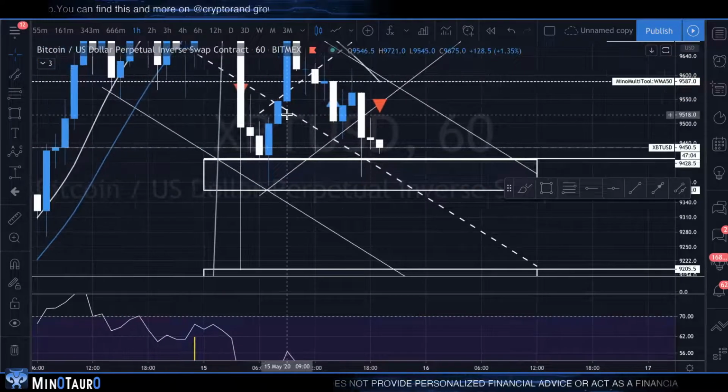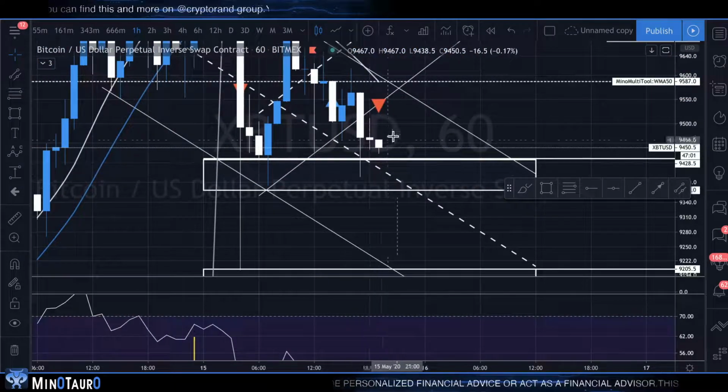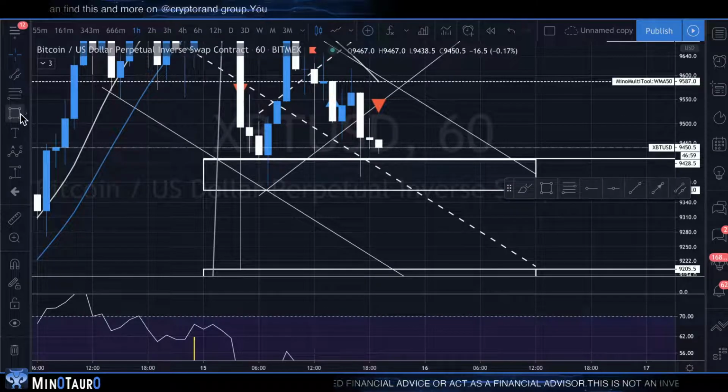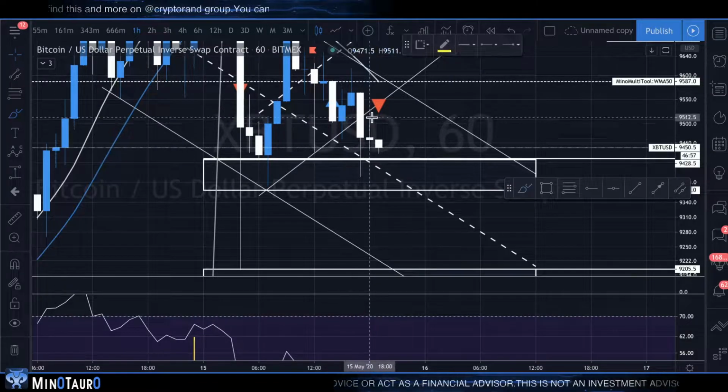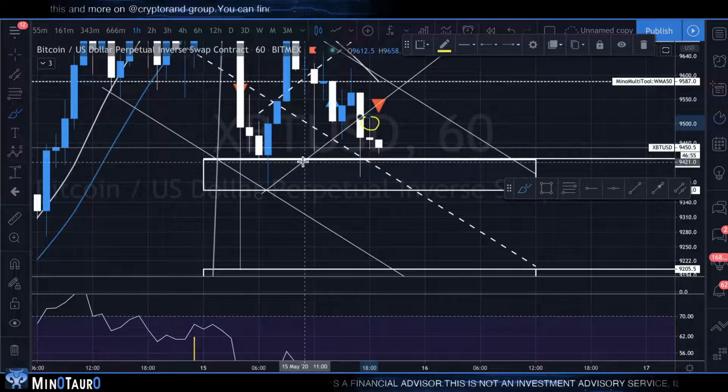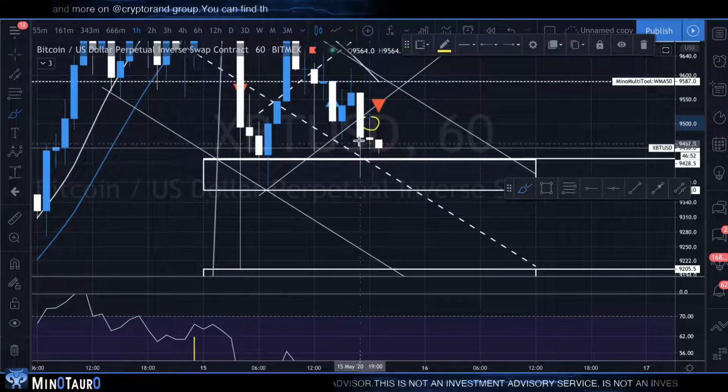This looks like a flag, so flag breakdown. You're gonna find a 161 retest. Probably was this one. Look, this is 161 retest of the border. Okay, then still probably going down for more.